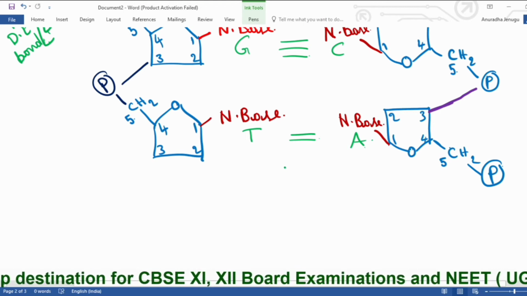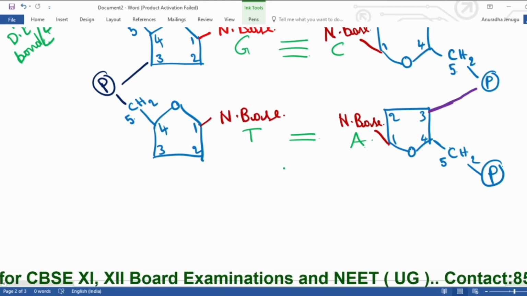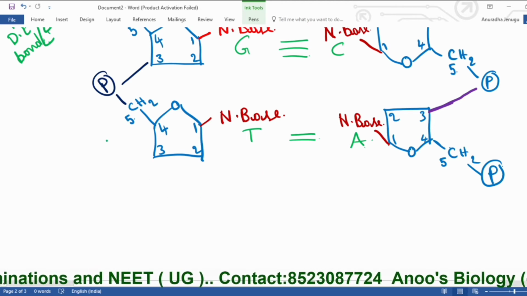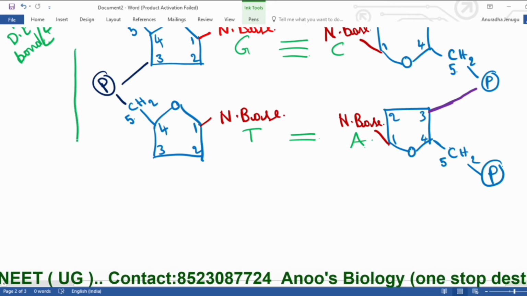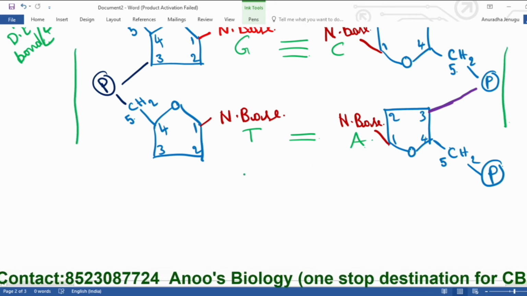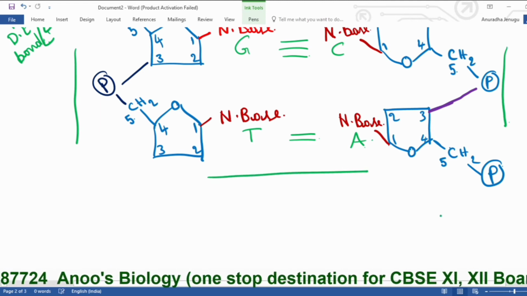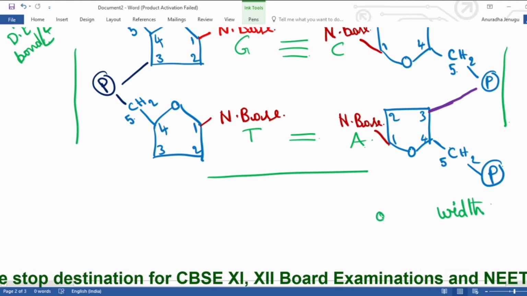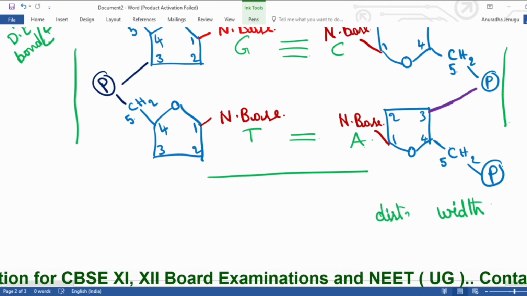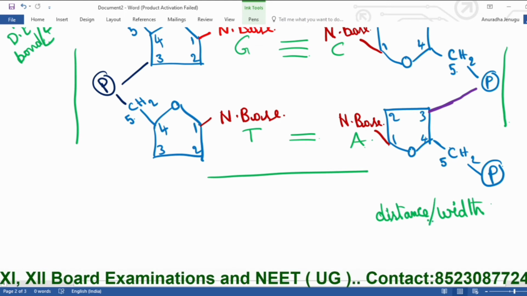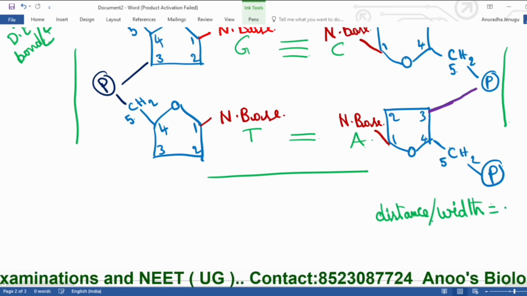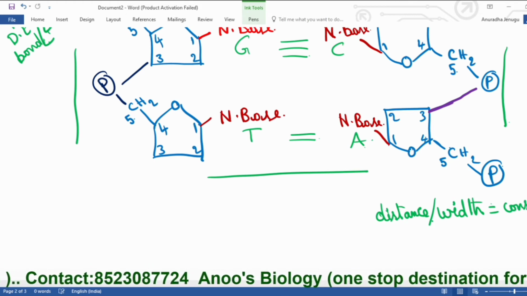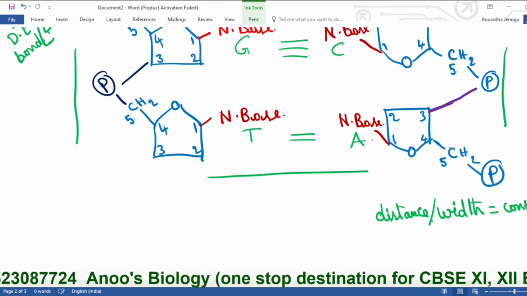Because of these hydrogen bonds which are formed between the complementary bases, the distance between two polynucleotide chains... So this is one polynucleotide chain and this is another polynucleotide chain. The distance between these two polynucleotide chains represents the width of double helical DNA. The distance between two polynucleotide chains, or the width of double helical DNA, will be almost constant. Now let's see this with the help of NCERT diagrams.